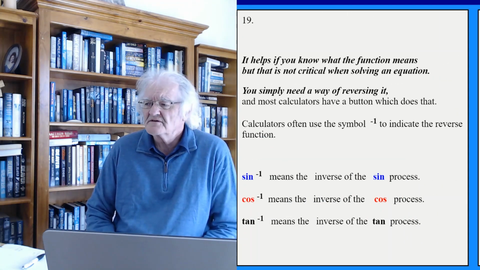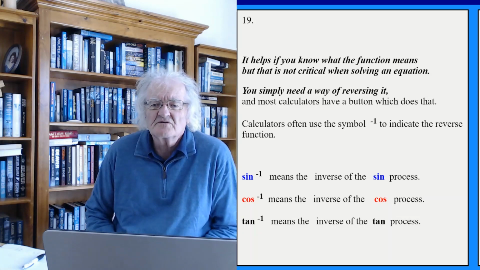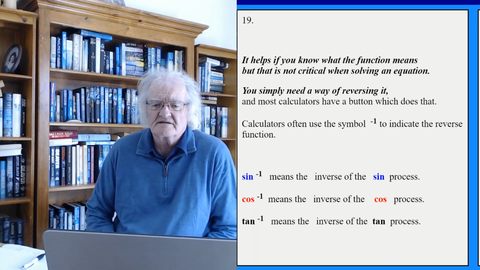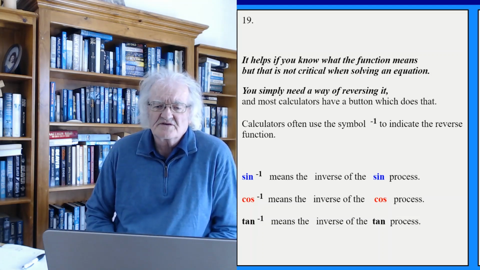It helps to know what the function means, but that's not critical when solving an equation. You simply need a way of reversing it, and most calculators have a button that does that. Calculators often use the symbol -1 to indicate the reverse function. Sine to the -1 means the inverse of sine. You don't have to know what the sine process is, but you can undo its processing by using a calculator.